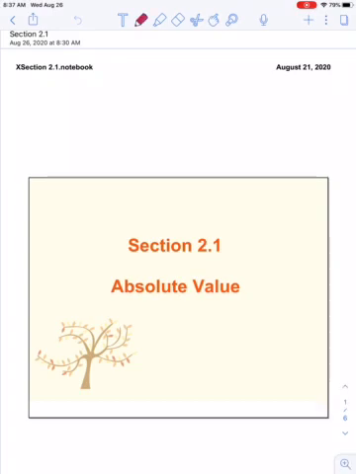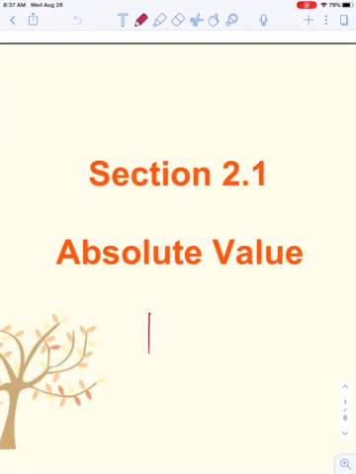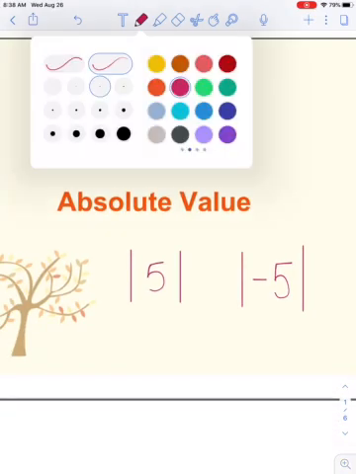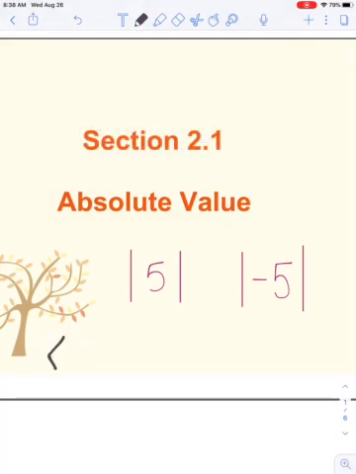Absolute value we write with brackets or these bars. So we have straight bars on either side and some sort of number inside. Okay? What absolute value represents is how far a number is away from 0 on the number line, like distance, how far away something is. Okay?